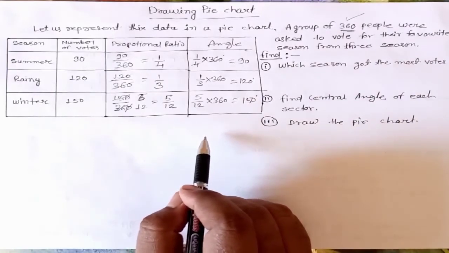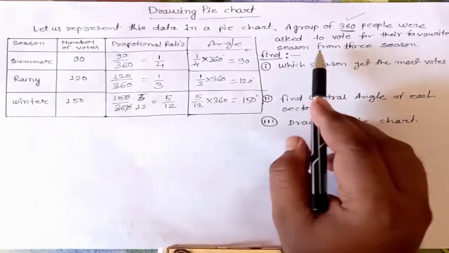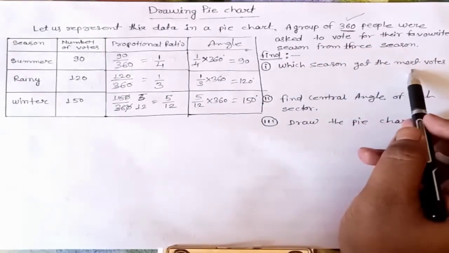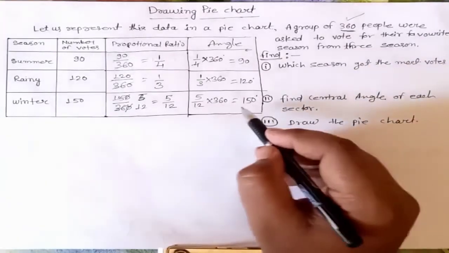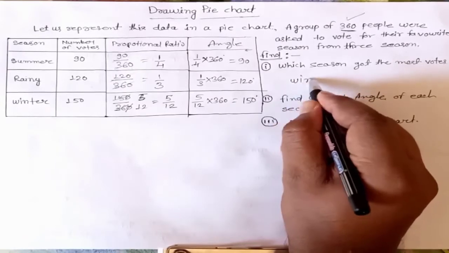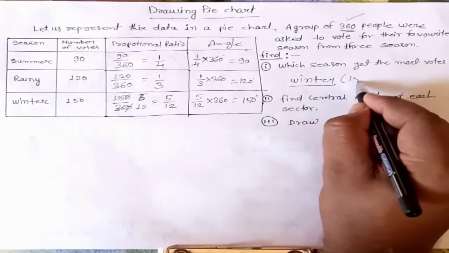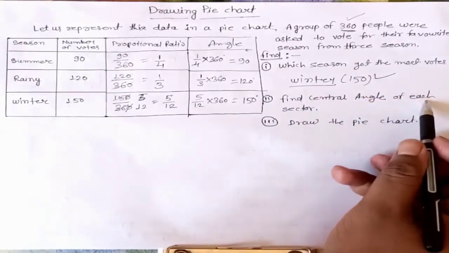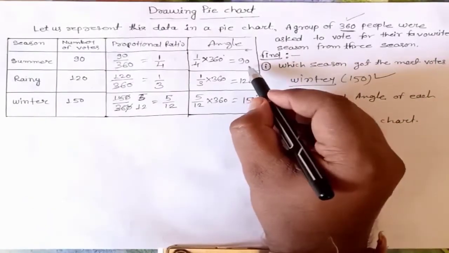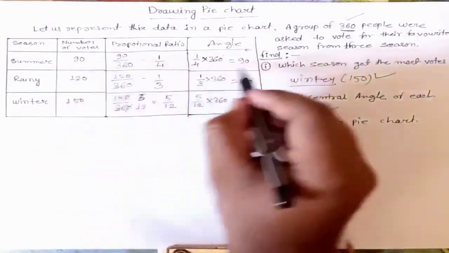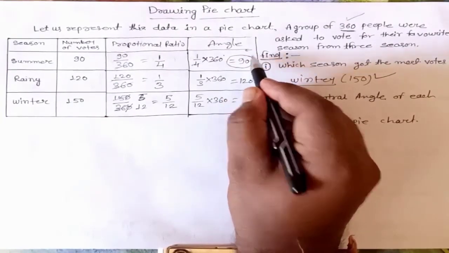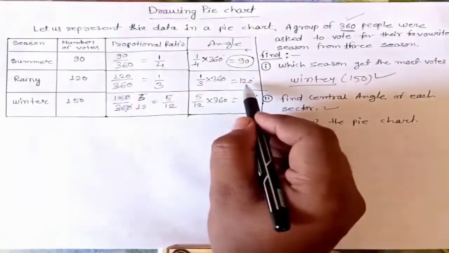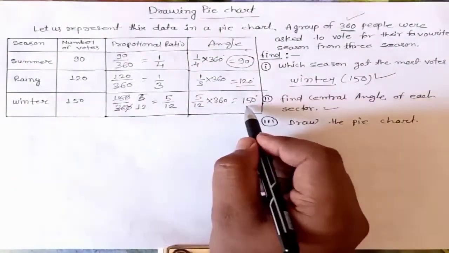Now we have to draw a pie chart. What the problem is asking: find which season got the maximum votes. You can see the answer should be winter season, with 150 votes, the maximum, right? Next question: find the central angle of each sector. I have found the central angle here. For summer the central angle is 90. For rainy it becomes 120. For winter it is 150.